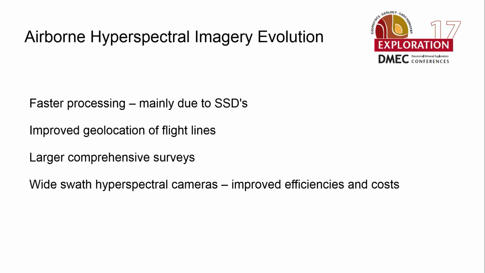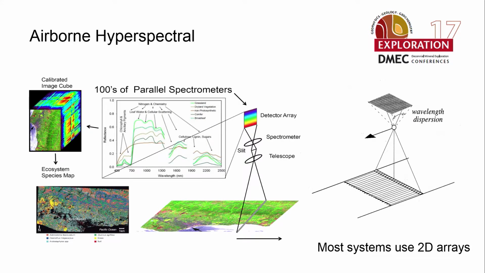The last one, wide swath SWIR hyperspectral, has been an improvement that's just come on in probably the last 18 months, and you'll see the improvements of efficiencies and costs for that. So hyperspectral, we have an instrument that goes along. It's got a 2D array. It's looking across the flight line, collecting one line at a time, dispersing the wavelength in the other dimension. Creates this data cube. Anybody that does computer processing knows if you cross physical records in a spinning drive, it's horrendously expensive in time. So the SSDs allow us to traverse this cube in any direction, in any dimension, without any penalty.